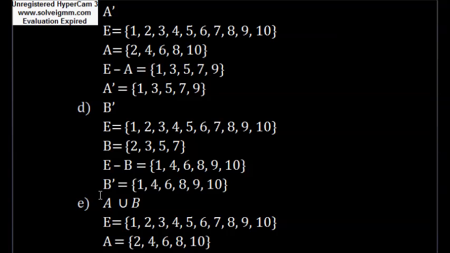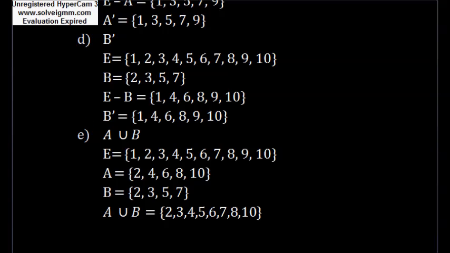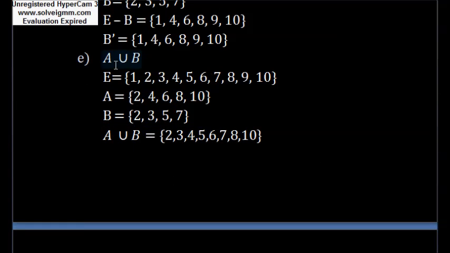Now in E part, you have to find A union B. It means you are combining all the elements of A with B. So A equals 2, 4, 6, 8, 10 and B equals 2, 3, 5, 7. So when you combine both sets, it equals 2, 3, 4, 5, 6, 7, 8 and 10.